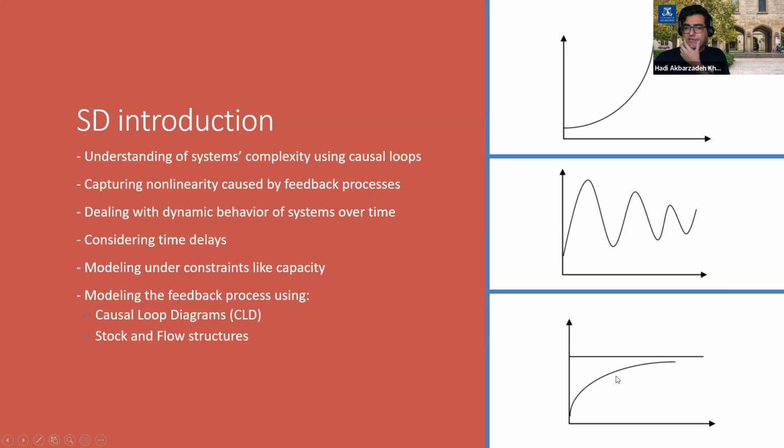This one is called goal seeking, or actually mostly it happens if you have a limitation or restricted capacity for your stock. So the stock grows up to the level of the threshold and then stops there. So these all can be modeled by system dynamics.